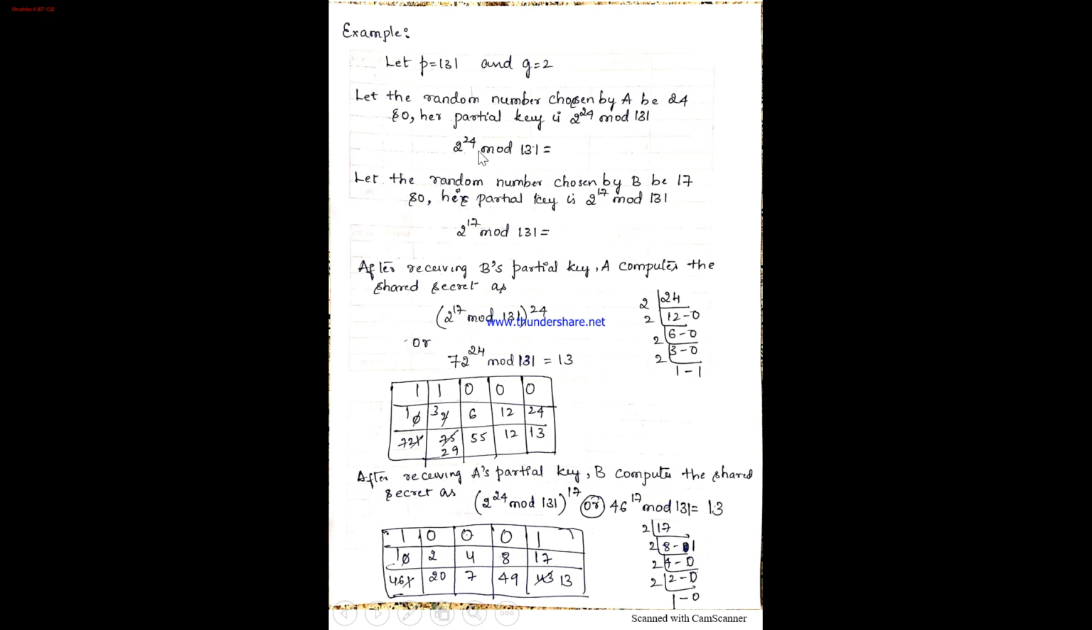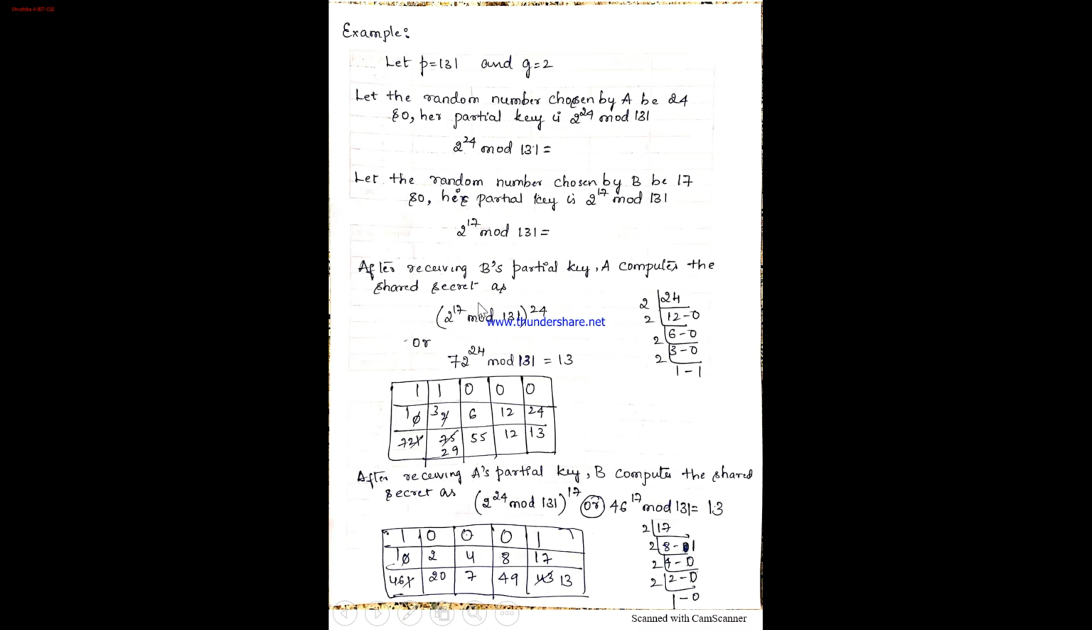You can get this from a calculator. 2 to the power of 24 mod 131 will give you 46. I have missed writing that here. And 2 raised to 17 mod 131, even this you can compute directly in the calculator, no issues at all. You will get the answer as 72. So after receiving B's partial key, 2 raised to 17 mod 131, which is equal to 72, we compute 72 raised to 24.